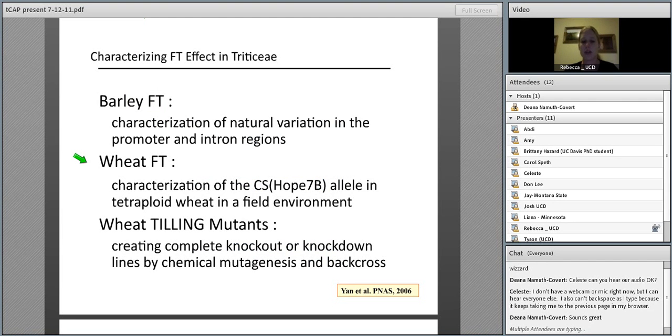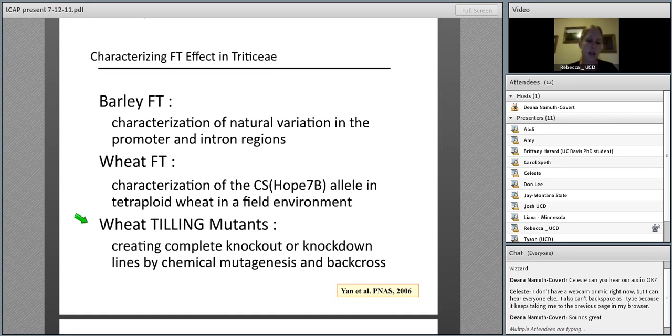And then in wheat FT, this is more of a future project. I haven't really started in this direction yet, but I will be characterizing the previously described Hope allele of FT, which does have that retroelement insertion in the promoter. We've done a series of back crosses into different varieties of tetraploid wheat, and we'll be putting those into a field environment to characterize the differences in the different backgrounds there.